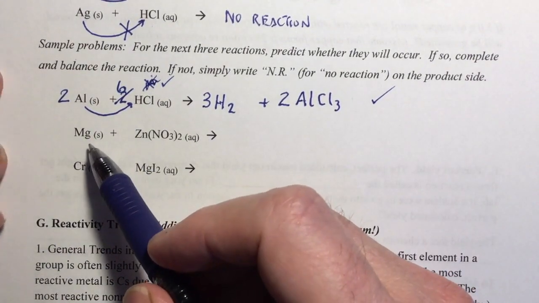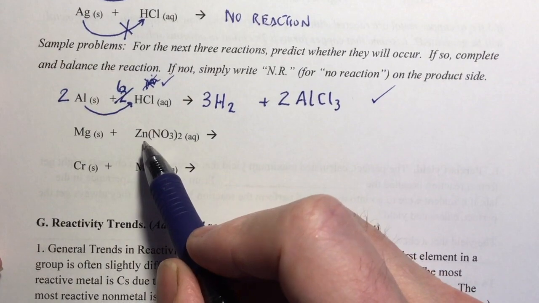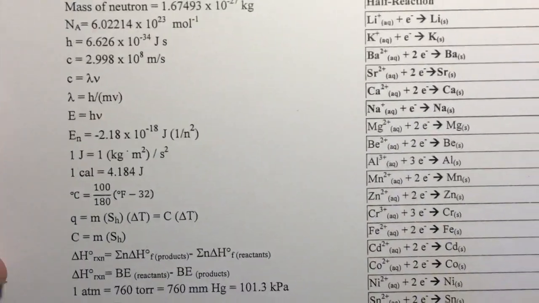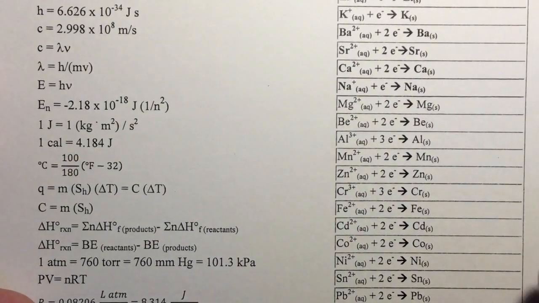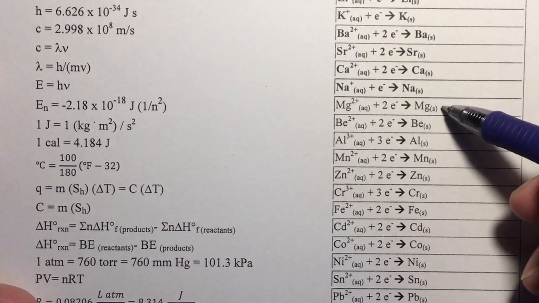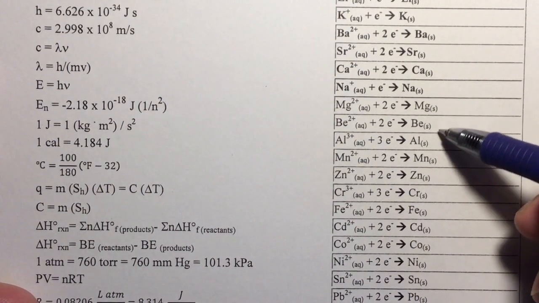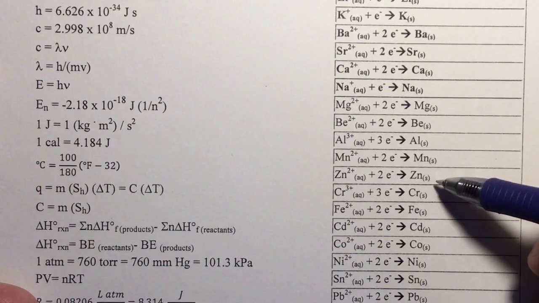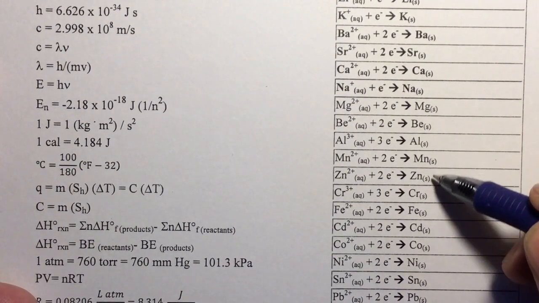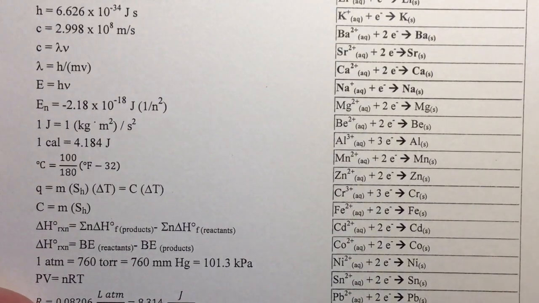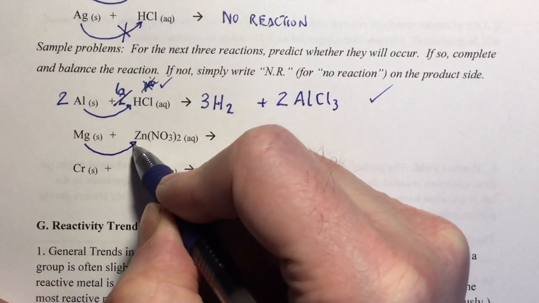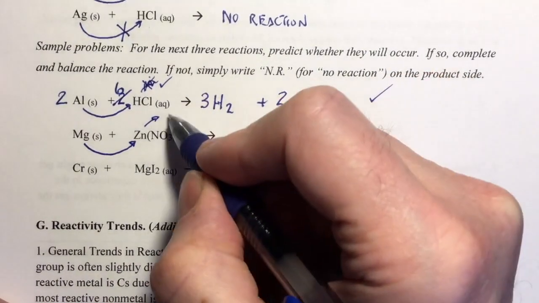All right, next problem. Magnesium reacting with zinc nitrate. So let's see if the reaction is going to take place. I'm looking at magnesium, not manganese, but magnesium and zinc. Here's the magnesium, and it is higher on the list than the zinc. So magnesium is more active than zinc. So magnesium can kick zinc out of a compound. So will this reaction take place? Yes, magnesium is more active than zinc, so that will take place.